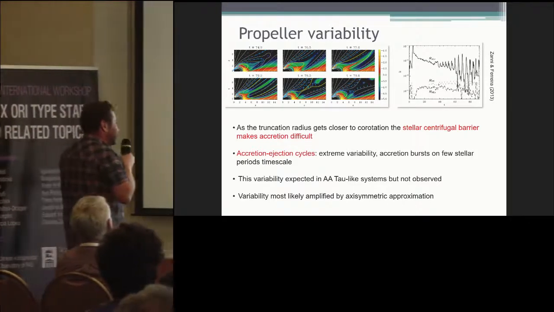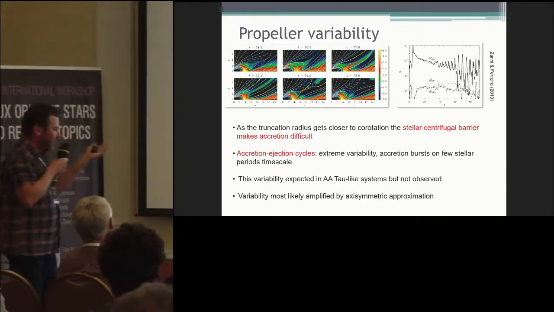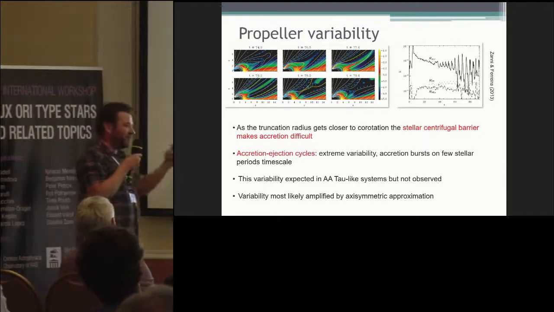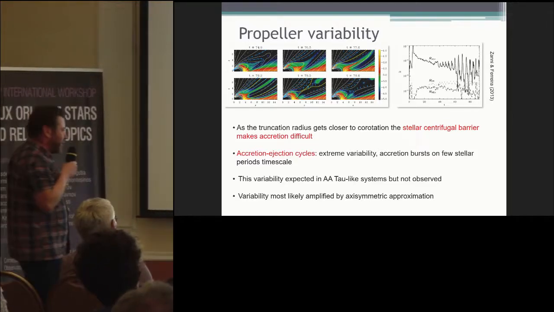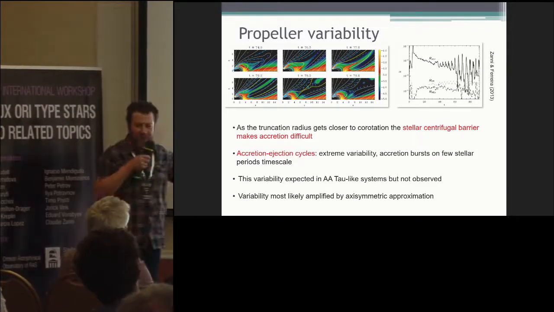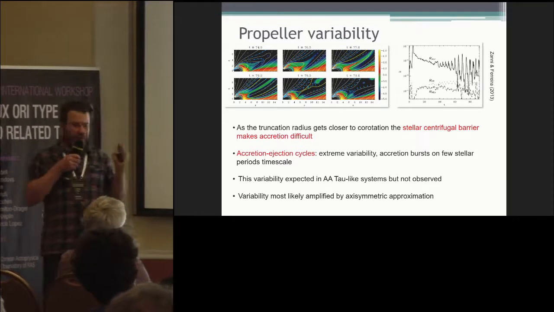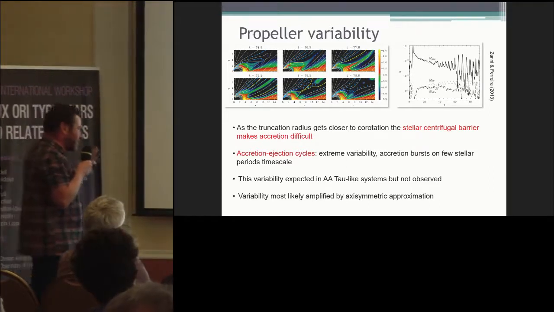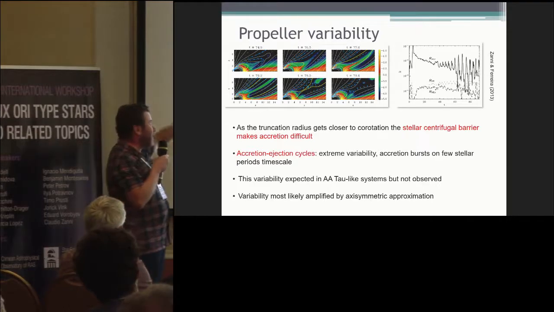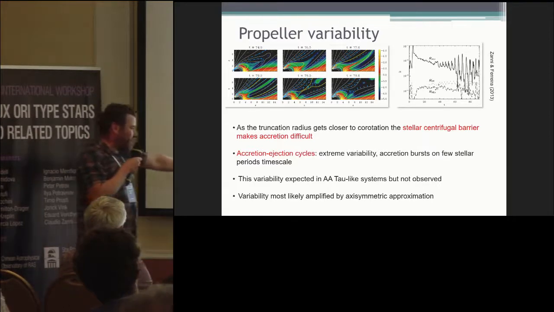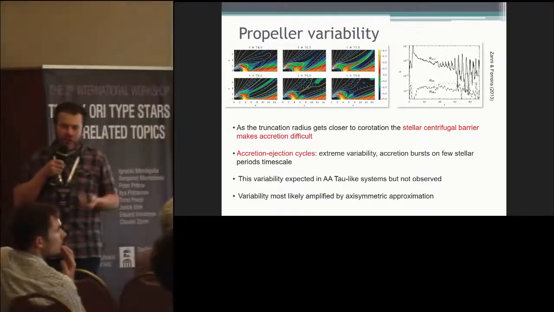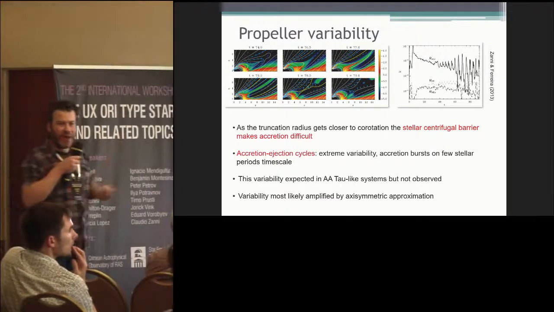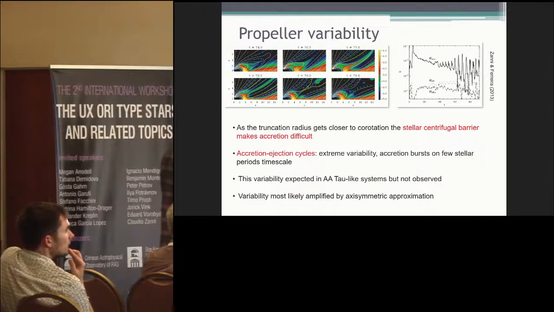This variability, just from the point of view of these models, could be expected in AA Tau-like systems that are truncated very close to the co-rotation radius. But as far as I know, such an extreme variability has never been observed. So most likely, my feeling is that this kind of propeller variability is probably amplified by the axisymmetric approximation. Nobody tried to simulate propeller in 3D, actually.